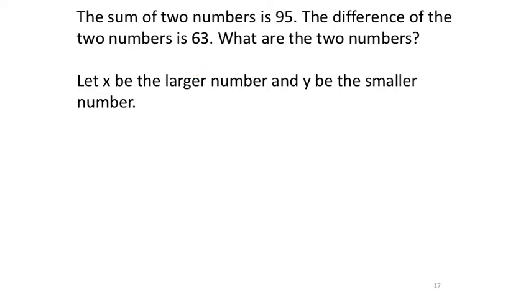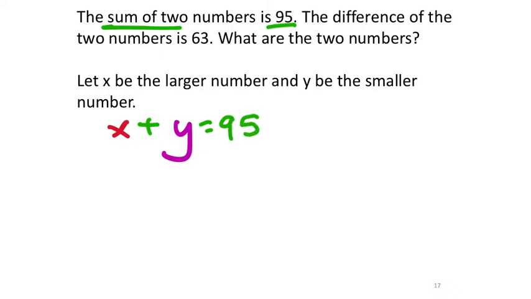So it says use x as the large number, y as the small number. So I'd look at the first equation with the sum. Does it have to be the first equation? It doesn't really matter. But I'm going to take my large number and the small number, and the sum would indicate addition, and that sum is 95. So x plus y equals 95 right there.